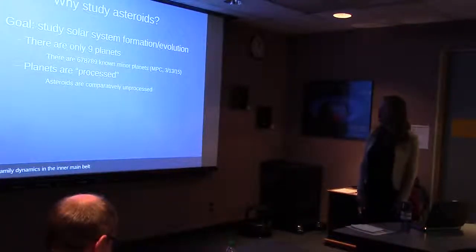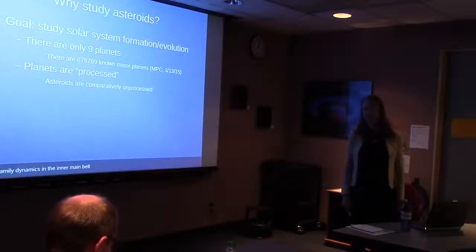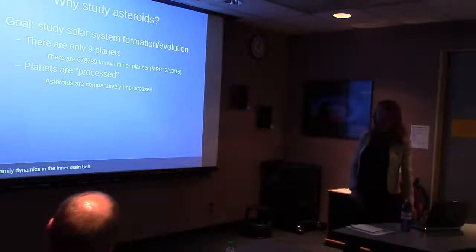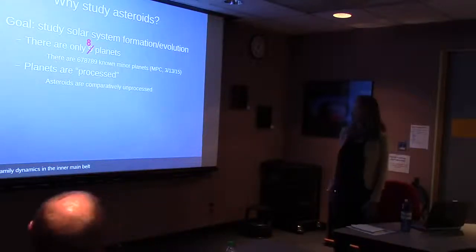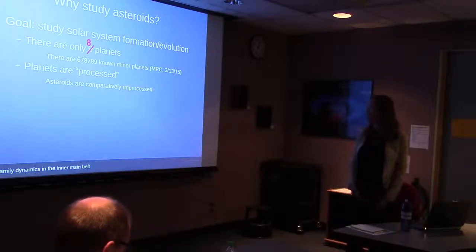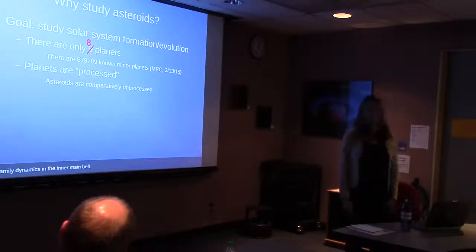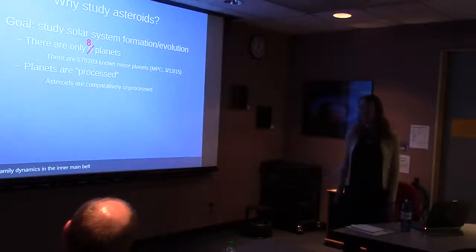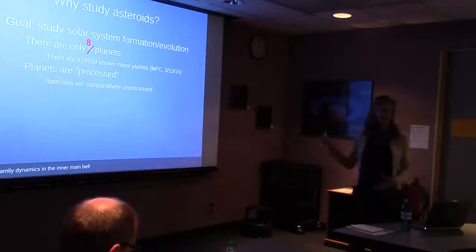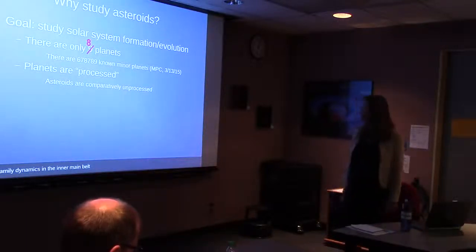Well, one of the overarching goals in planetary science is to study the formation and evolution of the solar system. And since there are only a handful of planets and that number is decreasing rapidly, it's sometimes hard to use the planets because of their small numbers. But there are 678,789 known minor planets as of today, and that number is just going up. So we really have a large sample size of planetary objects to study.